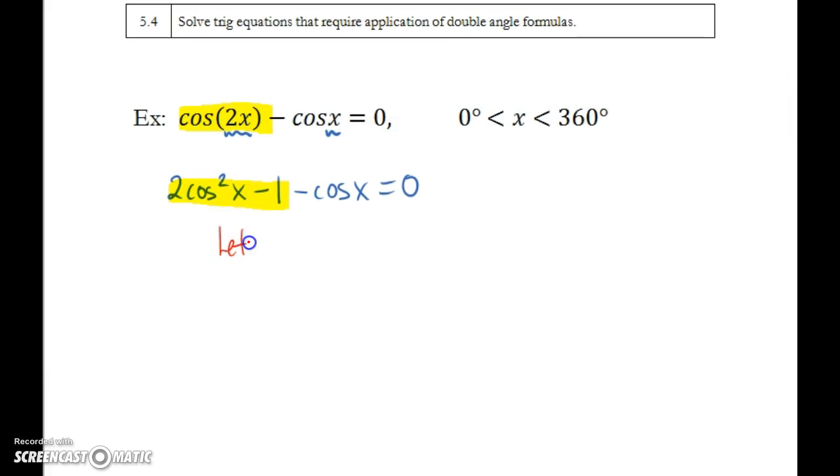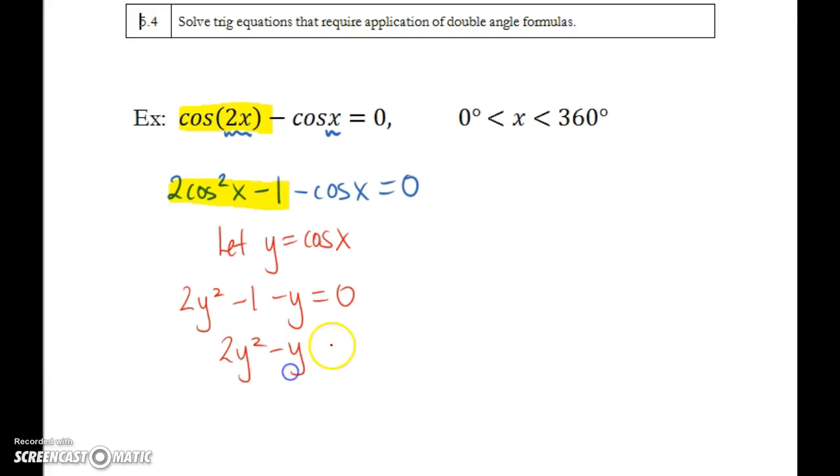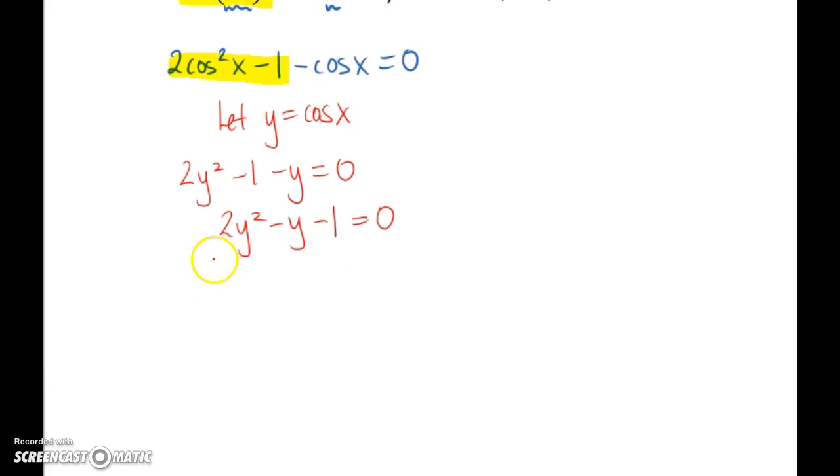So to take the trig out, we're going to let y replace cosine x. So we have a new equation here, 2y squared minus 1 minus y equals 0. Rearrange terms so that they're in standard form. And then we want to factor. So we're going to play around with our factors here. We know that this term times this term has to give us 2y squared. So the only way that we can split up 2y squared is 2y and y.